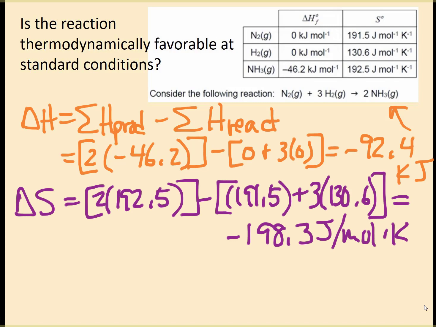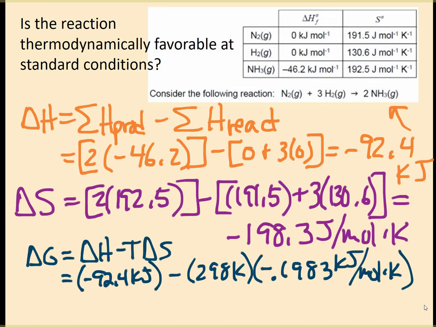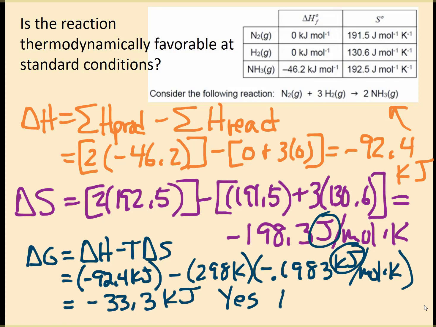So let's put this in our Gibbs free energy equation. Remember to change the joules to kilojoules to put into this formula. And I get a negative 33.3 kilojoules. So is it thermodynamically favorable at standard conditions? And the answer is yes. And that's because my delta G is a negative value.